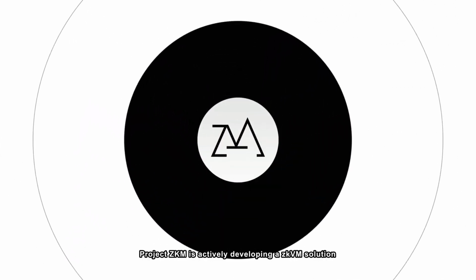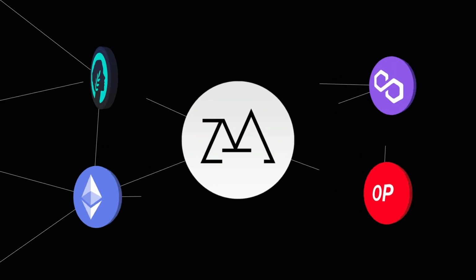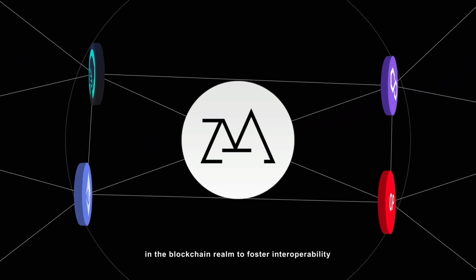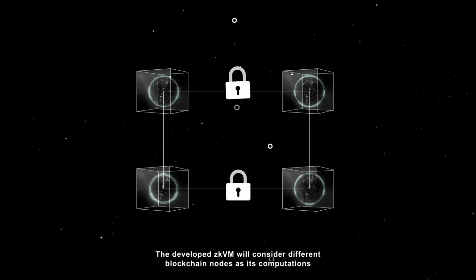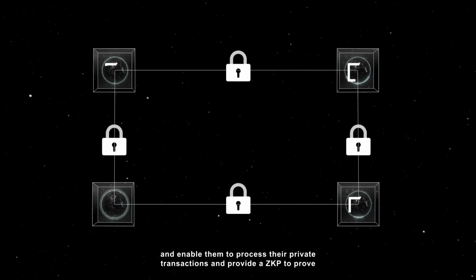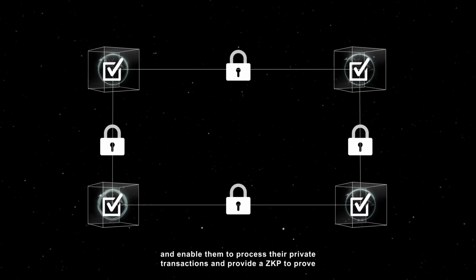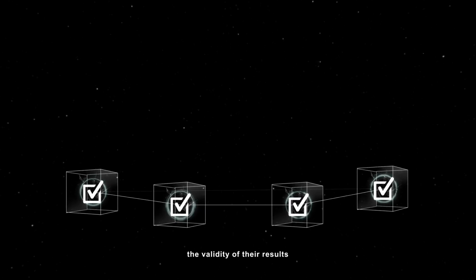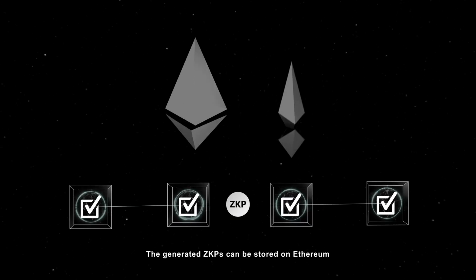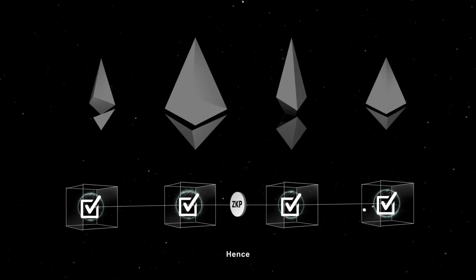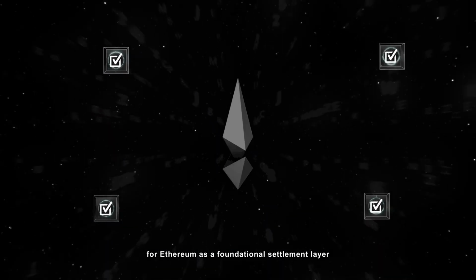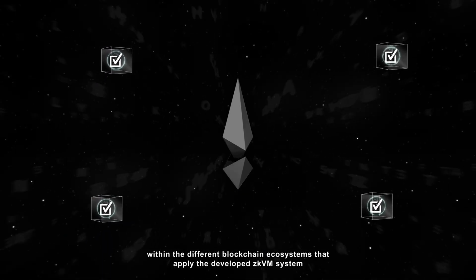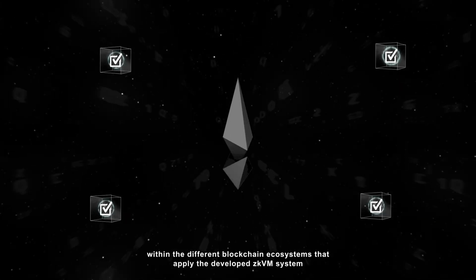Project ZKM is actively developing a zero-knowledge virtual machine solution in the blockchain realm to foster interoperability and cross-chain privacy among diverse blockchains. To develop the zkVM, we will consider different blockchain nodes as its computations and enable them to process their private transactions and provide zero-knowledge proofs to prove the validity of their result. The generated zero-knowledge proofs can then be stored on Ethereum. Hence, ZKM's vision for Ethereum is the foundational settlement layer within the different blockchain ecosystems that apply the developed zkVM system.